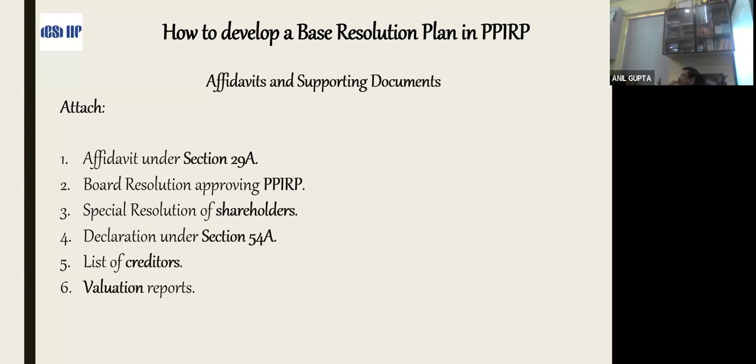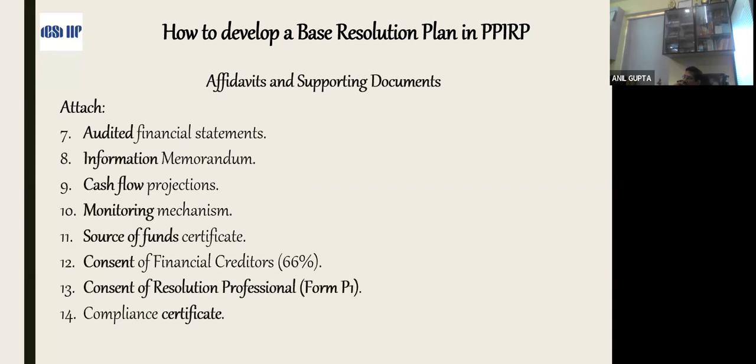Declaration under Section 54A, particularly that as for the waterfall mechanism and other things, I will pay the amount. The list of creditors, whether financial creditor or operational creditor, is to be prepared and provided by the corporate debtor only. And whatever valuation statements are taken also have to be provided by the corporate debtor for effective implementation of the PPIRP.